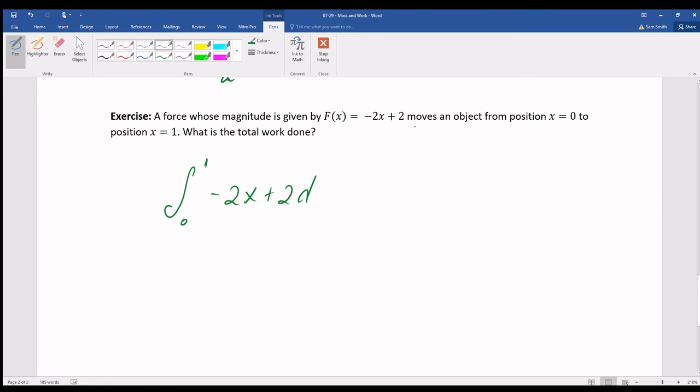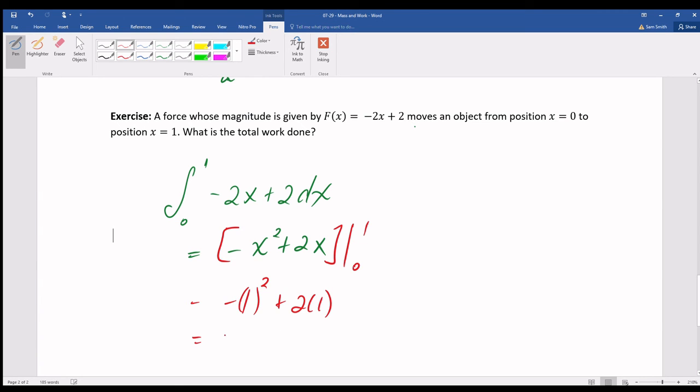So, we find our favorite antiderivative, negative x squared plus 2x, and then we evaluate that from 0 to 1. Plugging in 0 will cause each of these terms to vanish. So I have negative 1 squared plus 2 times 1, so I have 1 unit of work done.